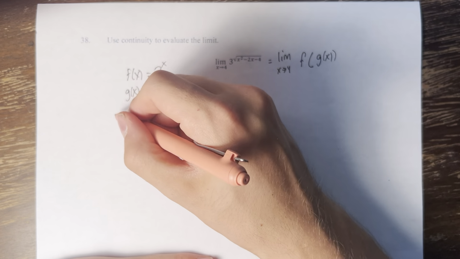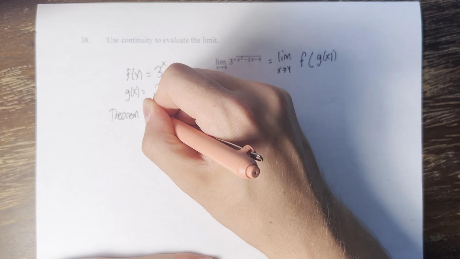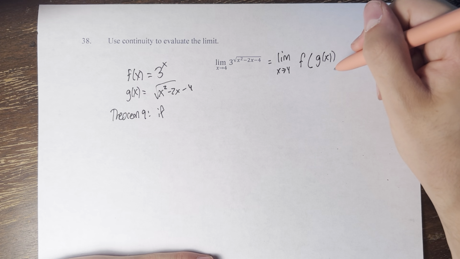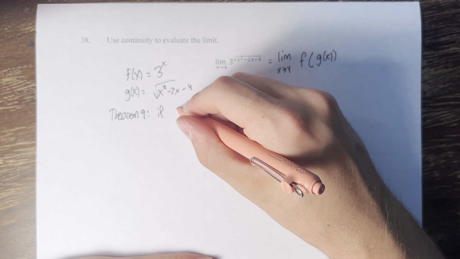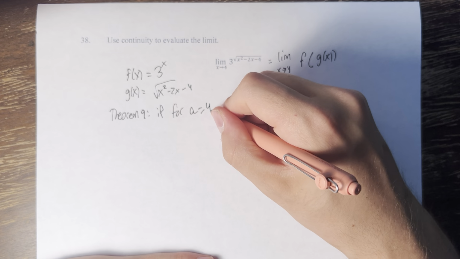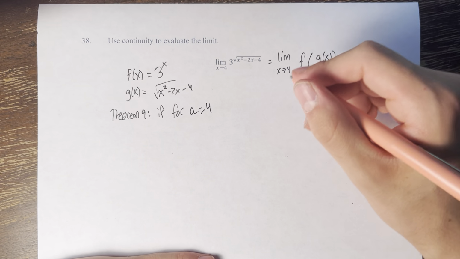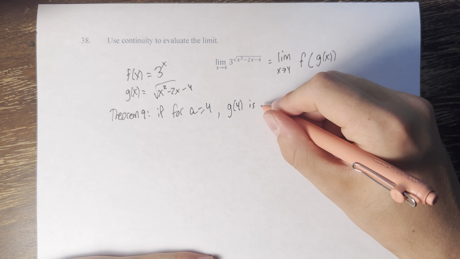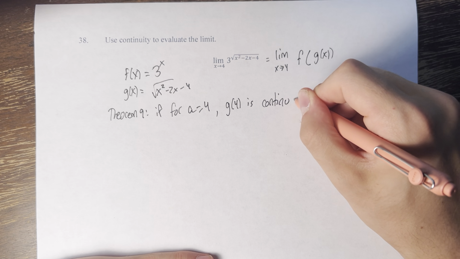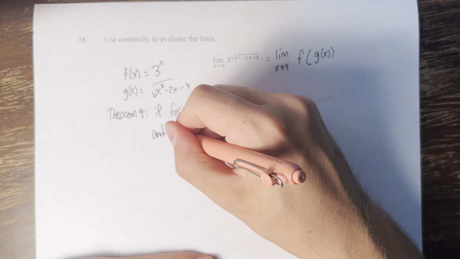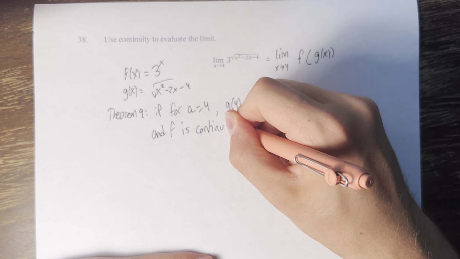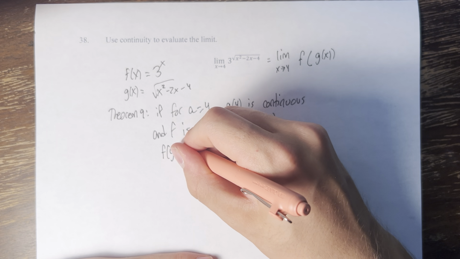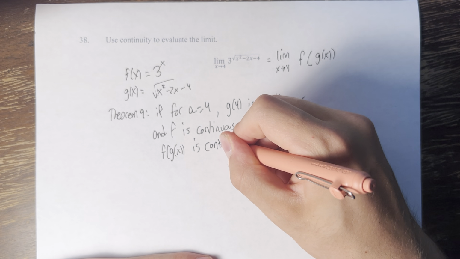And we can say from theorem 9 that for the composition f of g of x, if for some value a, which we can call 4, g is continuous at 4, and f is continuous at g of 4, then f of g of x is continuous at 4 as well.